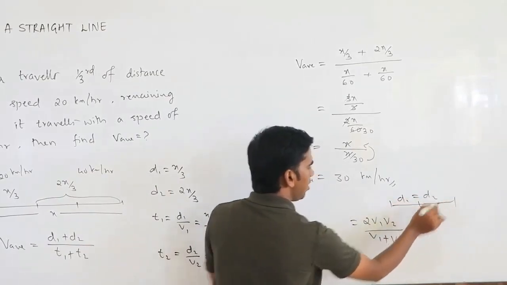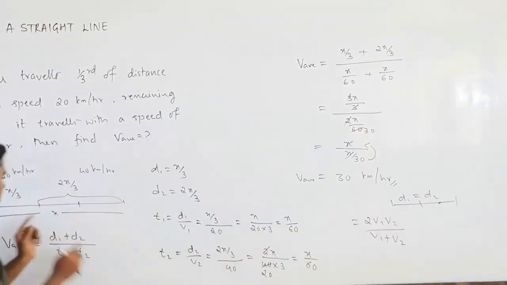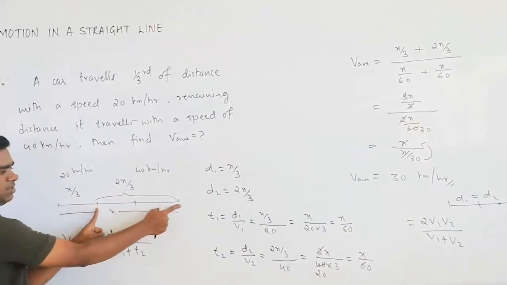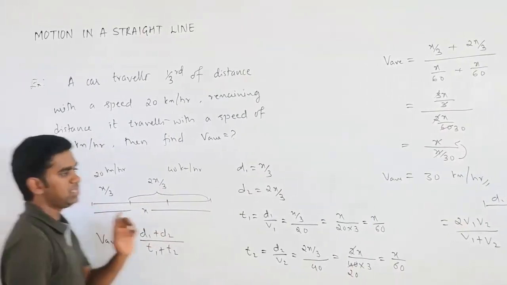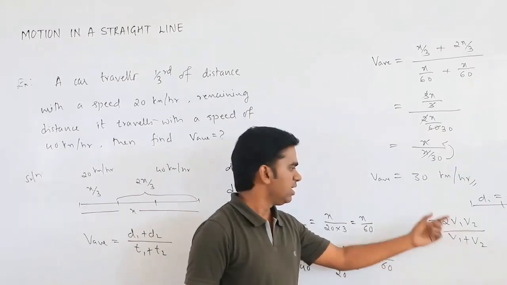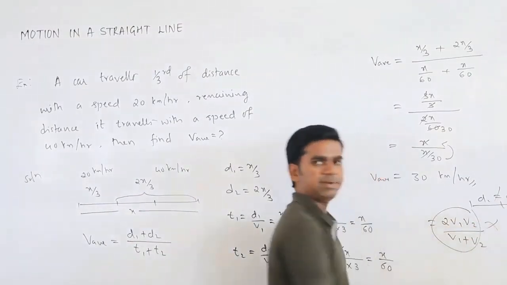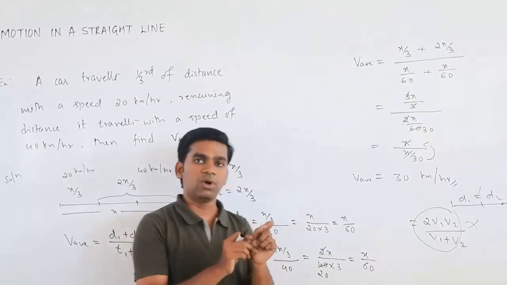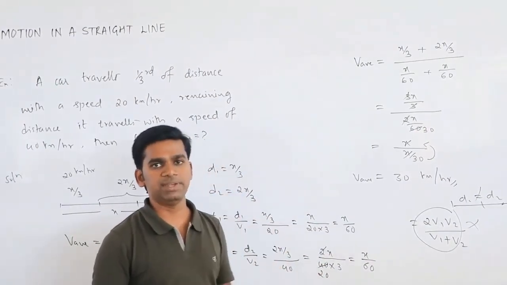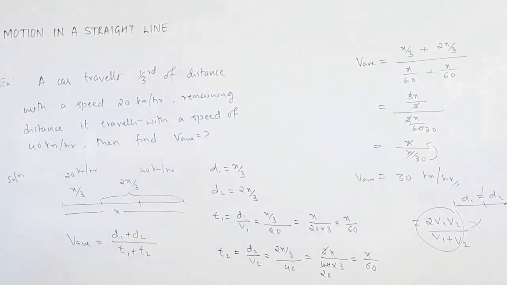D1 should be equals to what? D2. Here d1 is equals to d2. No, d1 is only this much small. d2 is what? This much, 2 times this one. This formula is applicable only when d1 is equals to d2. If d1 is not equals to d2, this is not possible. Try to go through all the formulas. When we have to use them is very important. Okay. So this is how we can calculate.